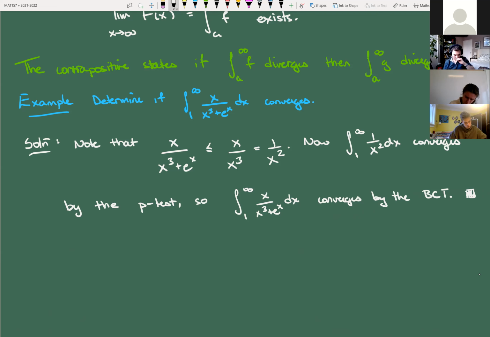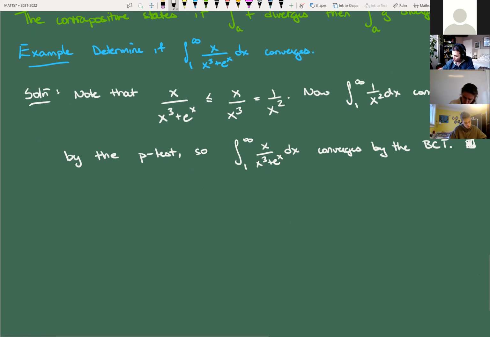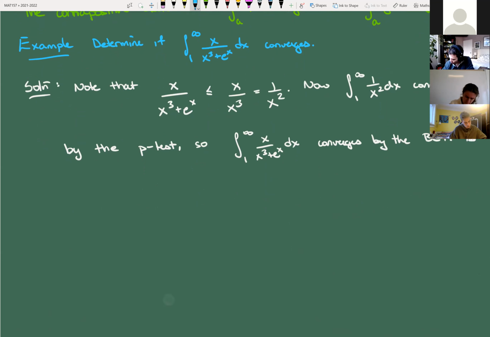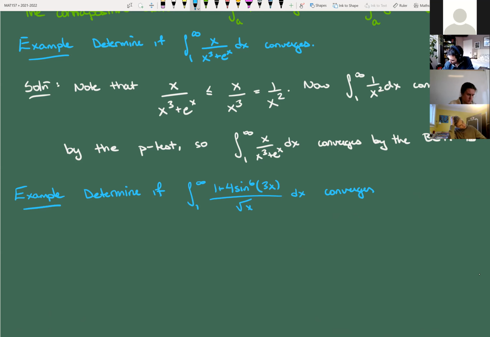So that's pretty easy. Now, of course, we can have more complicated examples. So maybe let me do that one next. And again, don't hesitate to ask any questions if something didn't make sense. So example, let's say determine if, all right, I'm going to write something a little bit nasty down. If the integral from 1 to infinity of 1 plus 4 sine to the 6 of 3x over root x dx converges.